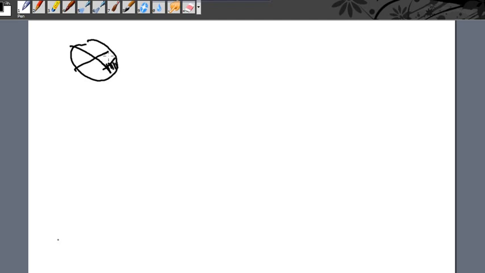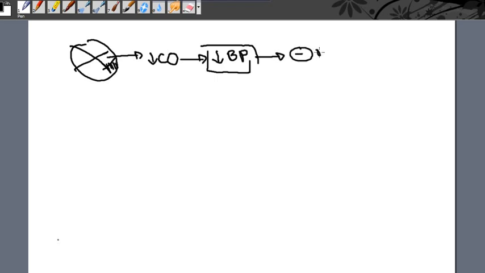When myocardial infarction occurs, cardiac output will go down, and when cardiac output goes down, blood pressure will go down, and this fall in blood pressure will be sensed by baroreceptor. Baroreceptor will sense this, and when baroreceptor senses this, what will happen? Let's see.